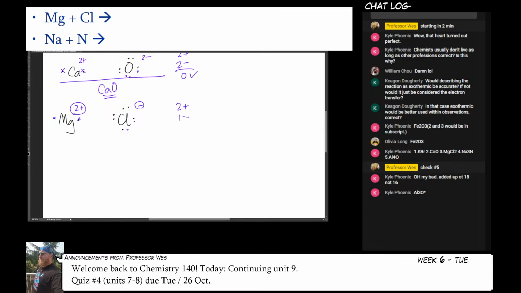And if I add those together, I don't have a 0. So I need to modify the number of ions that I have here. Well, I have too much positive, so I'm going to add a negative in there. So we'll grab another Cl minus. And now it works, right? So my formula would be Mg, because there's only 1 of them, Cl2, because there's 2 of them. MgCl2. There you go.